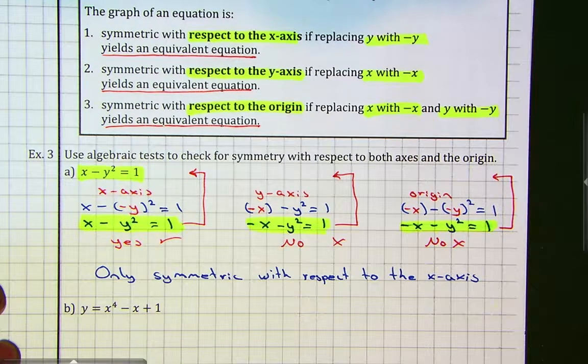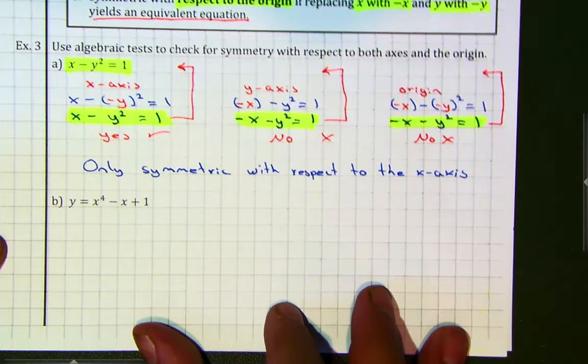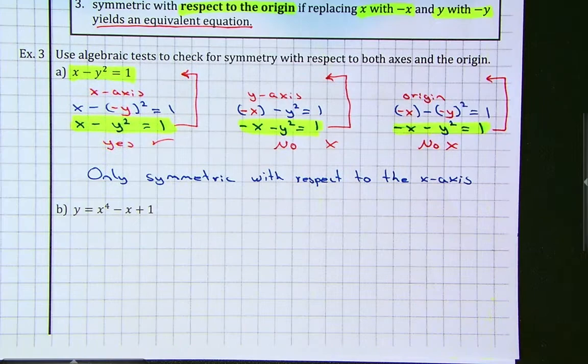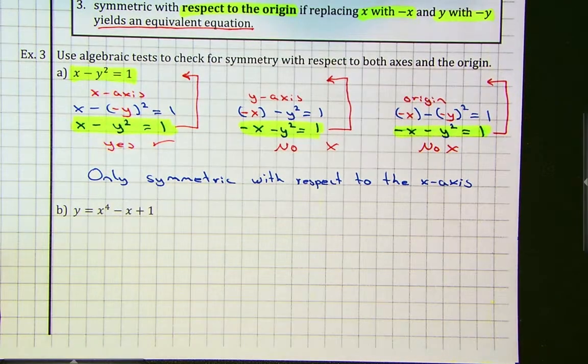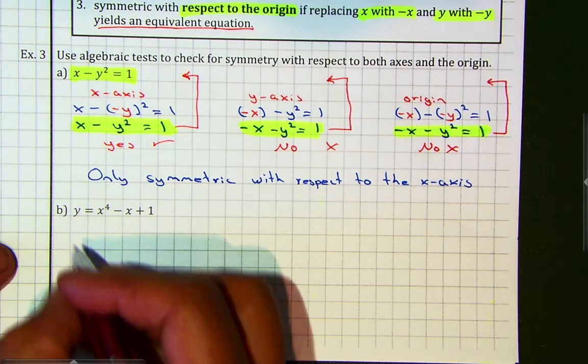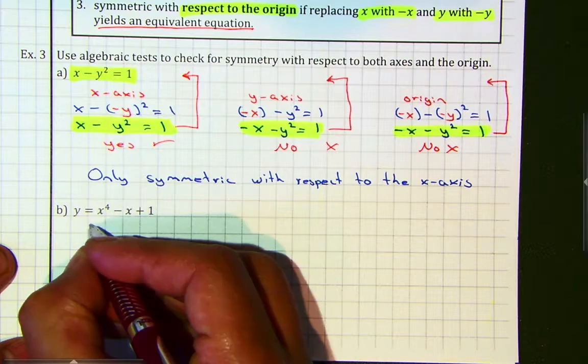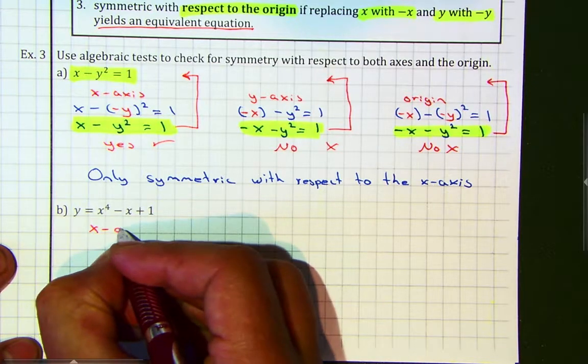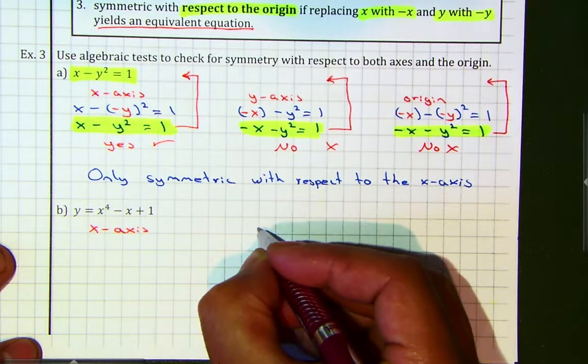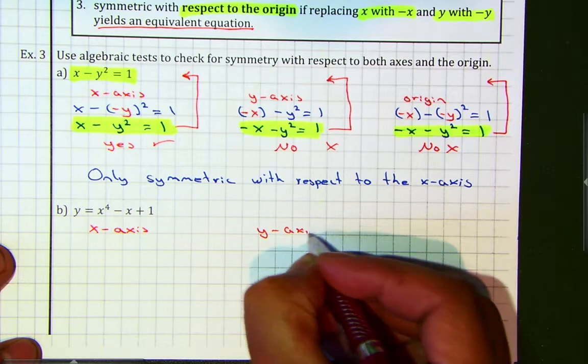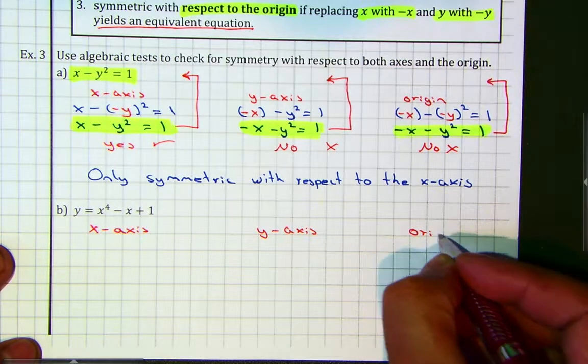Letter B. Try it, pause it, see what you get, and then we can compare our answers. Go and pause it. Excellent. So in this case, we need to check to see if it's symmetric with respect to the x-axis, y-axis, or the origin.